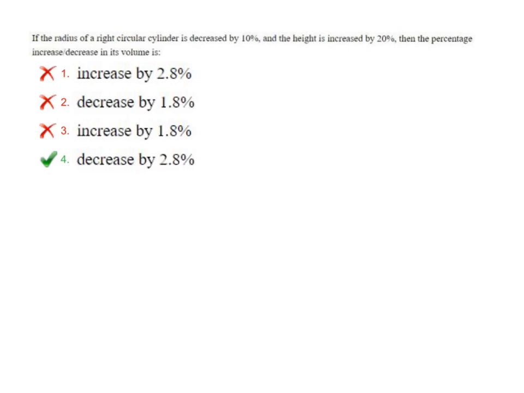Now the radius of a right circular cylinder is decreased by 10% and the height is increased by 20%.